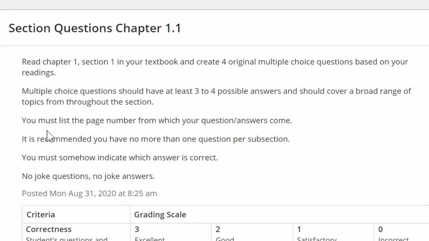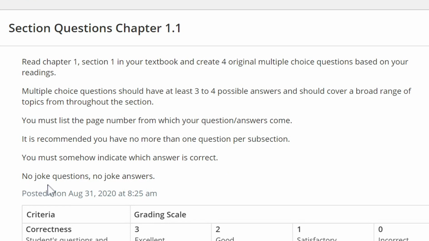And you also have to list which page number from the textbook you got your question and answers. So you have to show me where in the textbook you pulled this information. Where in the textbook is this concept found? I recommend, like I said, that you spread things out and that you don't have any more than one question per subsection of the textbook.